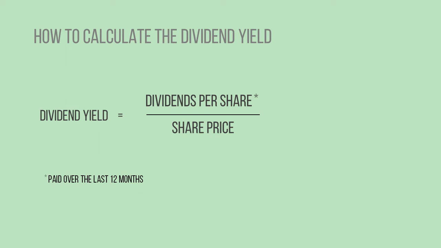This formula here might be familiar if you've watched an earlier video on dividends, and tells you that the way to calculate this dividend yield, also synonymous with a return, dividend return, is the dividends per share. That's how much you get as a shareholder for each share you buy in cash from the company over a 12-month period, divided by the share price. So let's see an example of that.